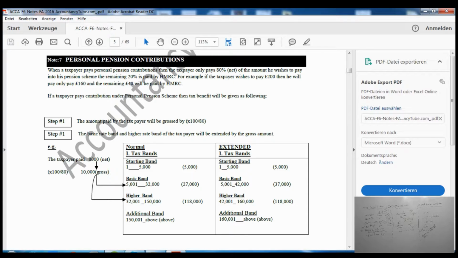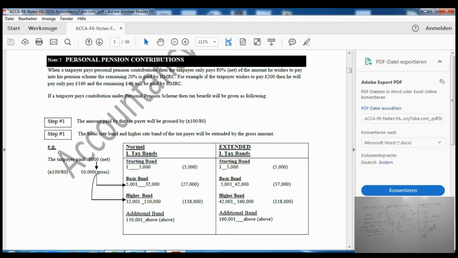Now in the example, as I said, if you want £10,000 in your pension, you only have to pay £8,000, and the remaining £2,000 will be paid by HMRC. What you get in your pension is £10,000, which is the gross amount. Now what this 10,000 is doing is it will be added in your basic rate band. All right, so this 10,000 will be added in your basic rate band.